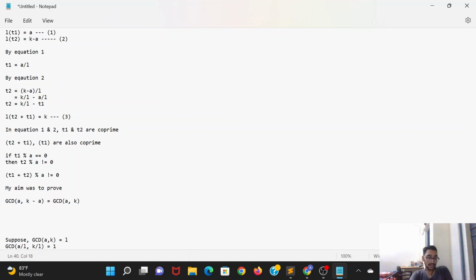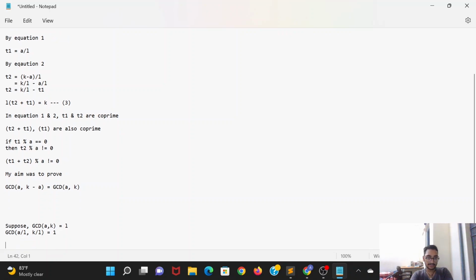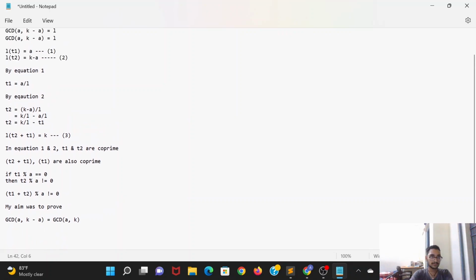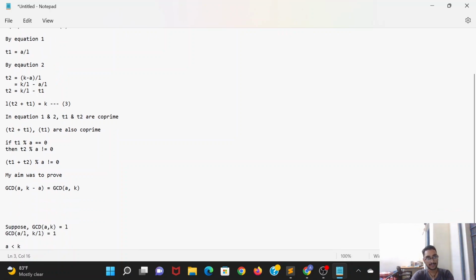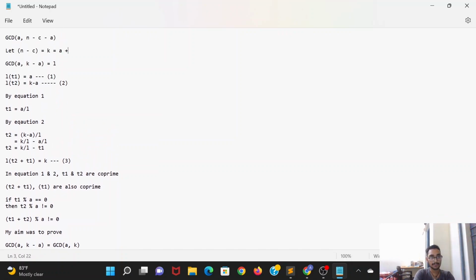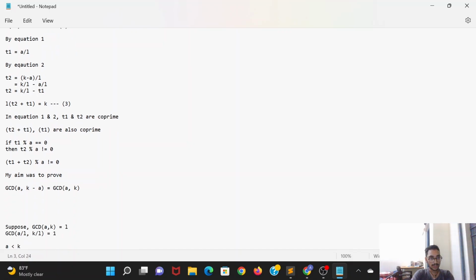Now you know that A is less than K because n minus c is the base. K is what? K initially is n minus c, that is A plus B. So K is also equal to A plus B. So A is less than K.